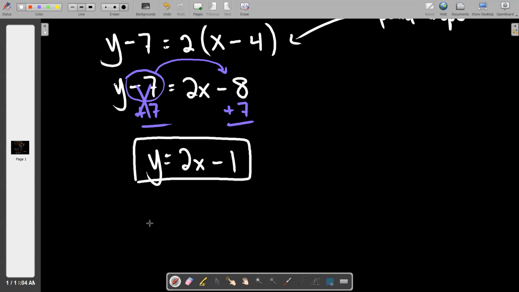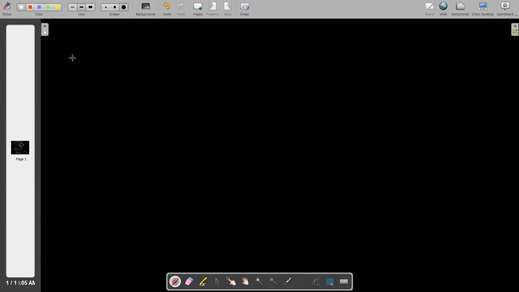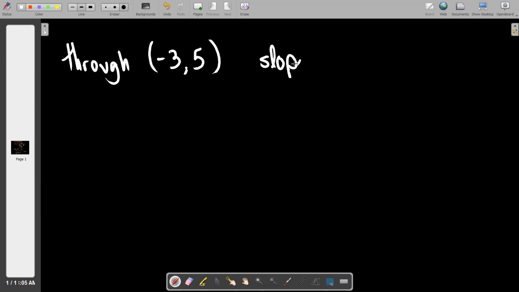So when given a point and a slope, we plug them into their happy little homes, their 3 little spots, x1, m, y1, and then we distribute, move stuff around, and presto, done. Kind of, sort of okay? Not bad? All right, let's practice again. This time, I'm thinking of a line that goes through the point -3, 5, and has a slope of -4.